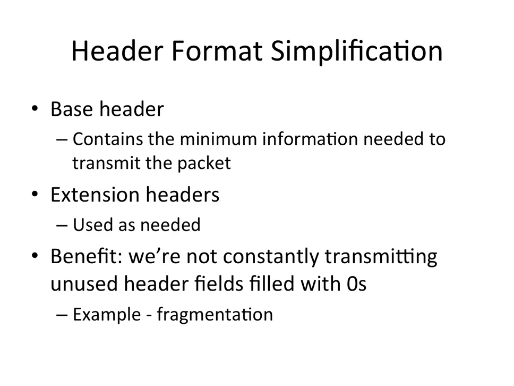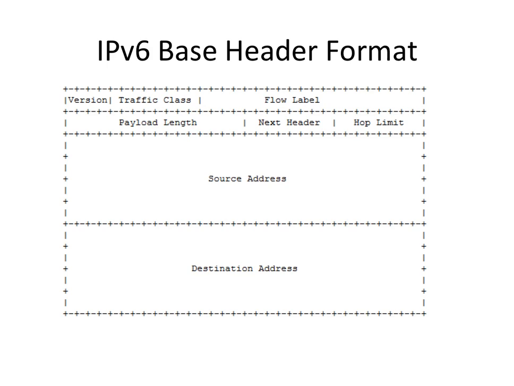So with IPv6, we have this idea of a base header, which only contains the minimum information needed to transmit the packet, and then we have extension headers that are used as needed. So as I said before with the fragmentation example, we're only sending what we need. So here's the base header format. We have the version, which will be 6 for IPv6. Traffic class and flow label, those are two things that can be done to expedite processing of packets or give a packet special treatment as far as quality of service.